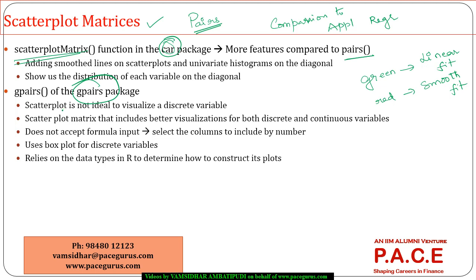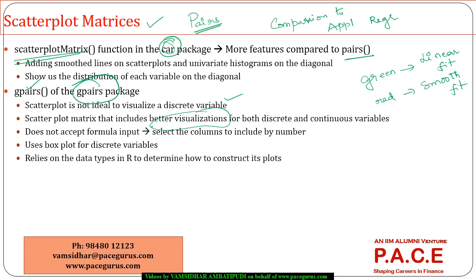We have a package called gpairs, and within that gpairs package we can use the gpairs function, which produces a scatterplot matrix, and interesting visualizations are there for both discrete as well as continuous variables. Because the scatter plot is not ideal for discrete variables, we are looking at this particular package primarily, which is capable of providing better visualizations even for the discrete variable.